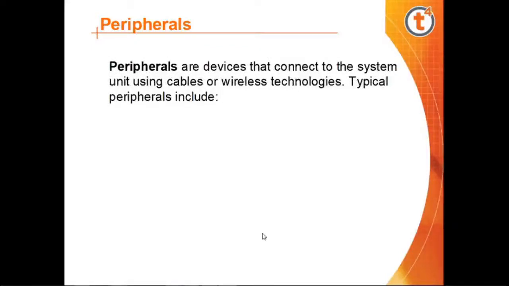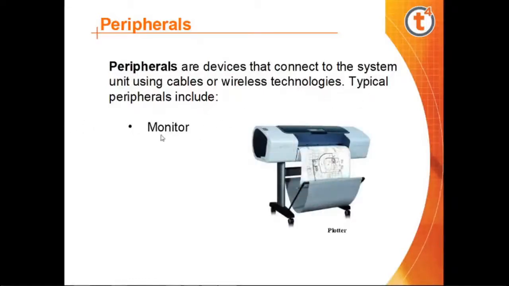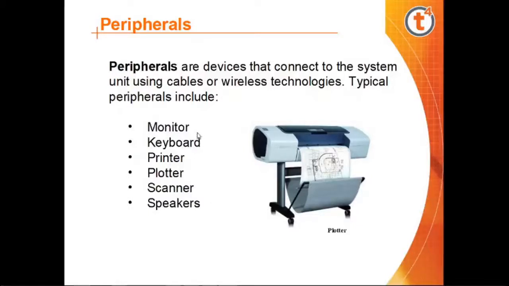Peripheral devices are devices that connect to the system unit using cables or wireless technologies. That means you can use a pen drive here, a CD drive, or wireless technology, meaning Bluetooth or Wi-Fi. Typical peripherals include monitor, keyboard, printer, plotter, scanner, and speakers. Other than the keyboard, all of these are output devices. Only the keyboard is the input device here.